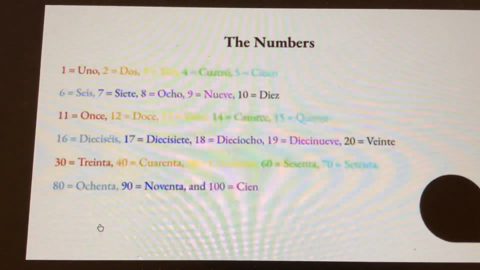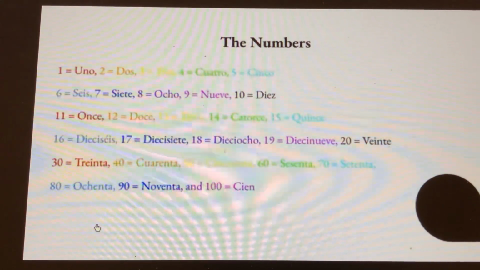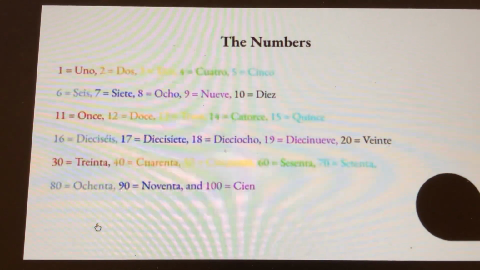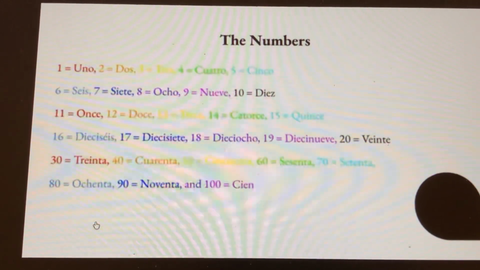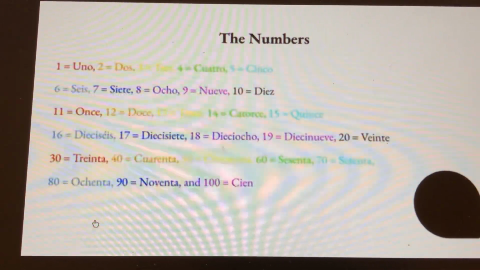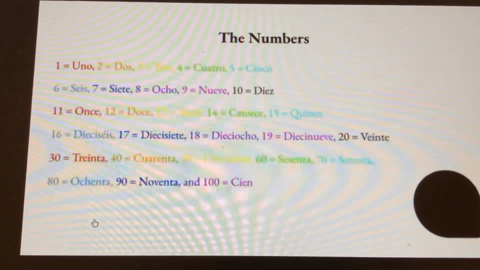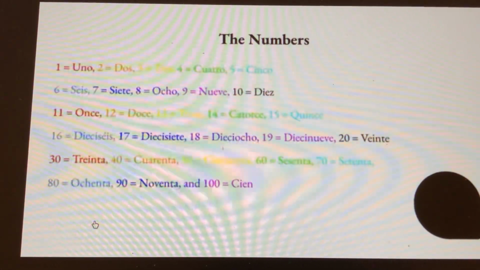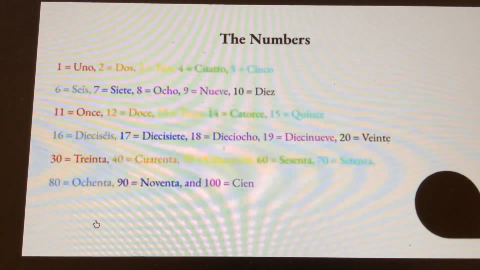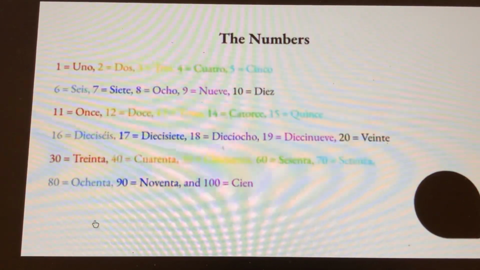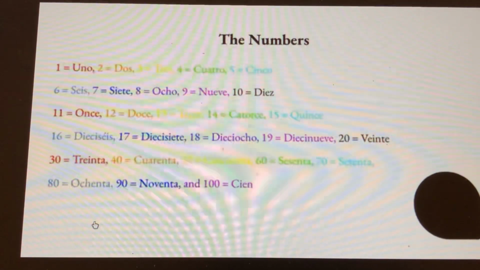6 is seis, I don't have a good mnemonic device for that. 7 is siete, 8 is ocho, so think of words like octagon and octopus to help you remember that ocho means 8. And 9 is nueve, because November used to be the 9th month of the year. And 10 is diez, so think of a decade, which is a period of time spanning 10 years, to help you remember that word. Then 11 is once, remember it's not pronounced once, like some of you probably think.